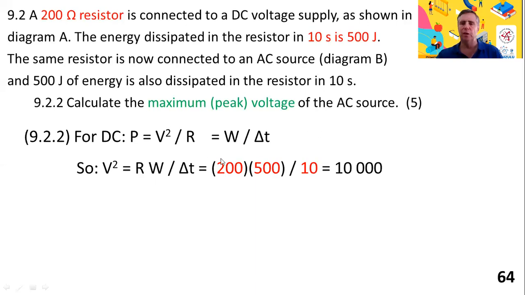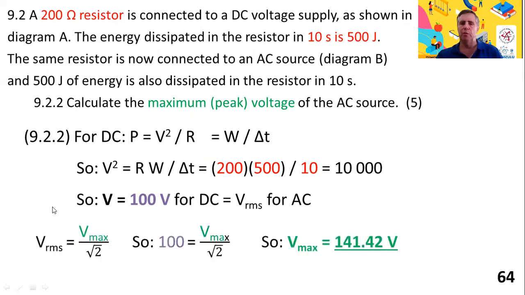Time is 10 seconds. Putting the numbers in, we get V squared equals 10,000. Be careful, we still need the square root, which says voltage is 100 volts for the DC source. Now you know that that will be equivalent to VRMS for the AC source.